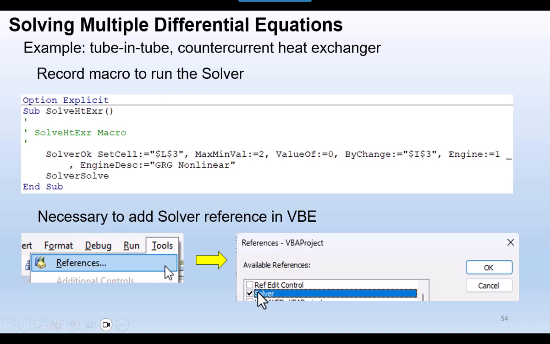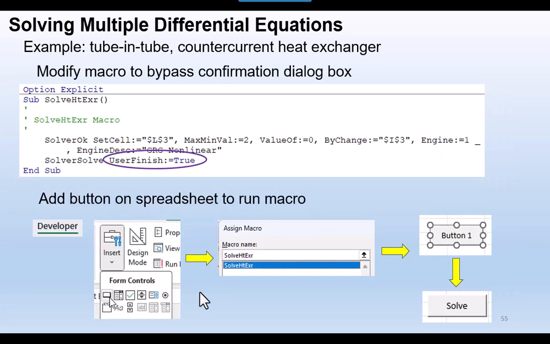So here we showed that you had to set up references for this. And when you are running some of these procedures from VBA, you may have to enable references. Another example of this is if you are using any of the data analysis tools, such as the regression tool, and you want to do so from VBA, you have to set up the references so that it will work for you. So here we showed that we added this user finish equals true.